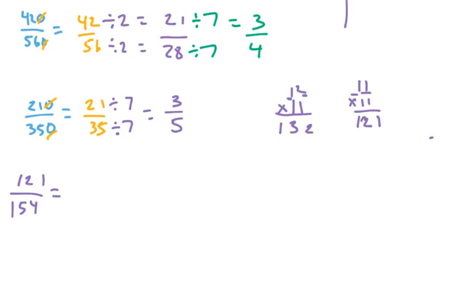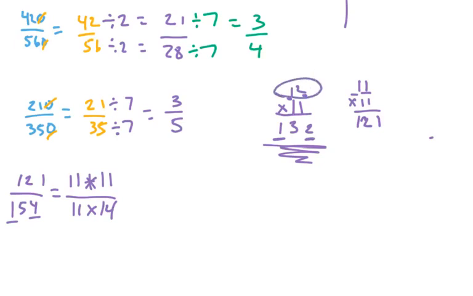So I know that the top, I'm going to write this way, is 11 times 11. I actually know that this one's going to be 11 times 14 by reverse engineering this process here. So notice I said we have 1 and we have 2, right? That gives me 12. And I know that this is times 11 because 1 plus 2 is 3. So 1 and 4 gives me 14, and 1 plus 4 is 5. So that's how I know 154 is 11 times 14. The 11s divide out, and we're left with 11 over 14.